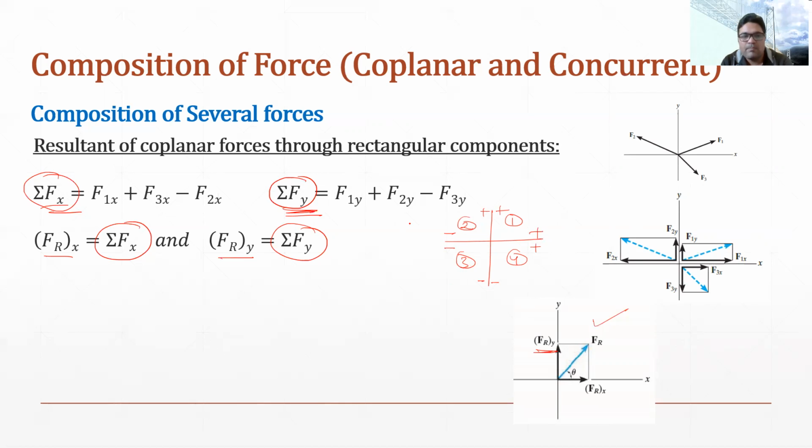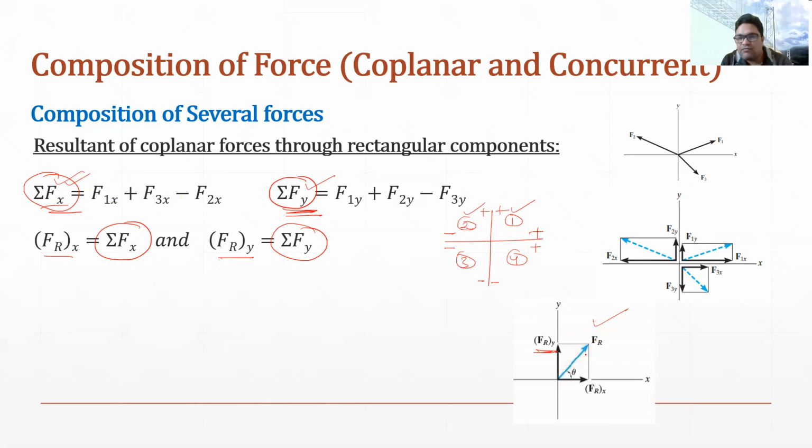So that depends on the values. If the value of Fx is negative and the value of Fy is positive, the resultant will fall in the second quadrant. If the values of Fx and Fy are both positive, the resultant will fall in the first quadrant. This is how we decide where our resultant will lie. Here we are assuming that the summation of Fx and the summation of Fy are positive, so I have shown this blue resultant force in the first quadrant.